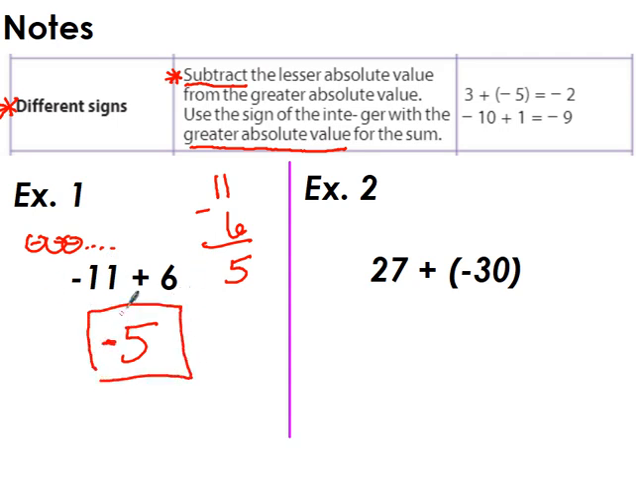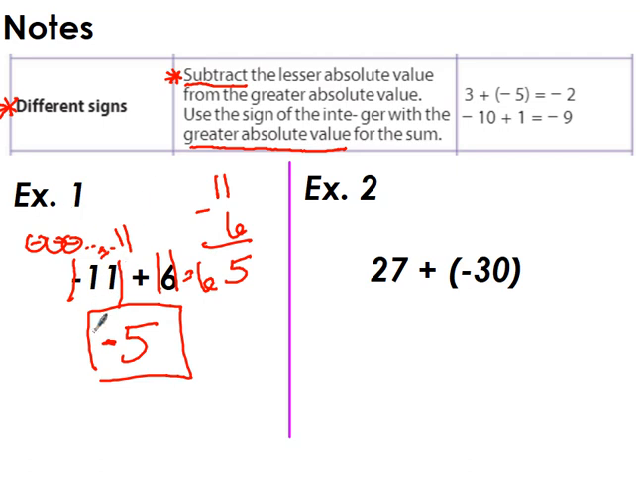The larger absolute value is 11. The absolute value of -11 is 11. The absolute value of 6 is 6. So the number with the larger absolute value is -11. There are more negatives of it, so my answer has to be negative.